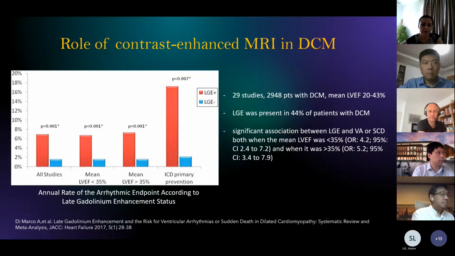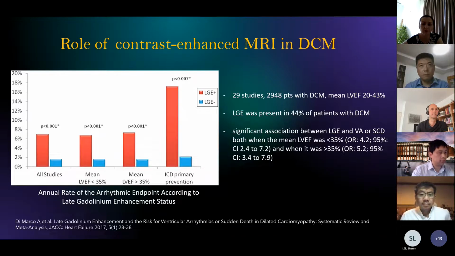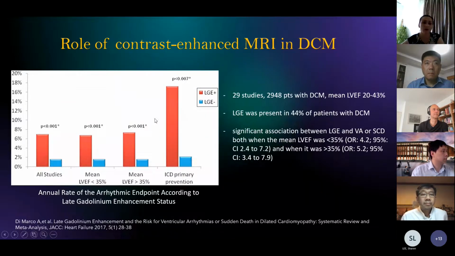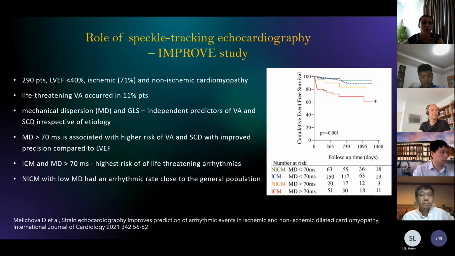A recently published meta-analysis, published in 2017 in JACC, that included patients with dilated cardiomyopathy and a range of mean left ventricular ejection fraction between 20 and 43%, showed that there was a significant association between late gadolinium enhancement and sudden cardiac death and ventricular arrhythmias, both when the left ventricular ejection fraction was below the cutoff of 35%, and also when it was more than 35%. So late gadolinium enhancement seems to be a good predictor of arrhythmic risk.